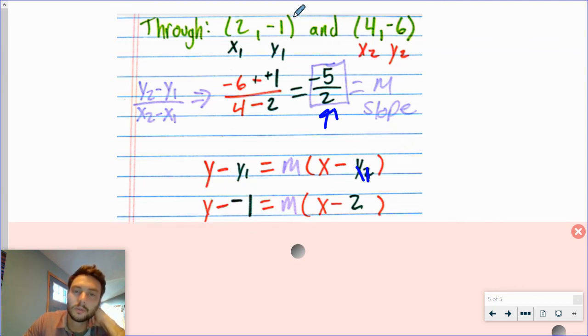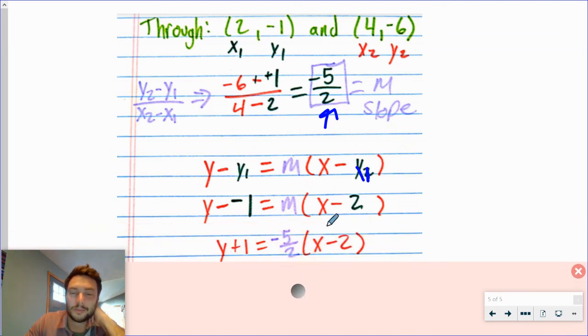So if you do that, well, we're going to say y minus, what's y1? Y1 here was -1. So y minus -1 equals m. Yeah, this is the one here too. I just wrote m again, so I'll plug that in the next step. Times x minus x1. X1 here is a 2. Great. So we'll plug that slope in.